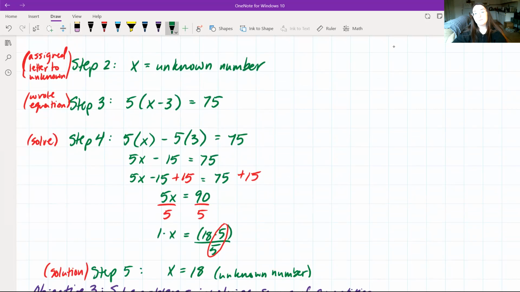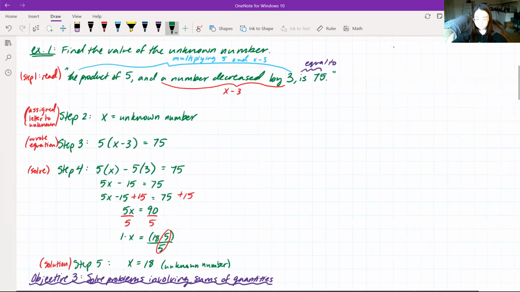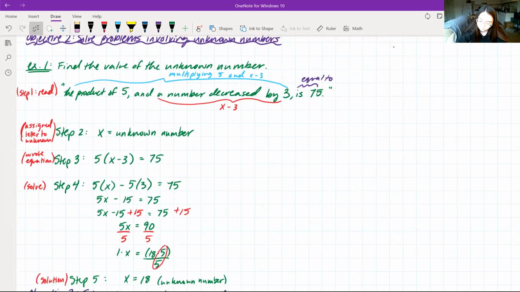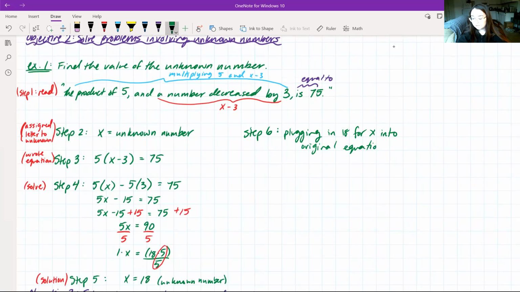But as always, we want to check and make sure that this is our solution. So our step 6 is plugging in 18 for x into our original equation. And the original equation that we're using is the one that we found in step 3. So in step 3, we stated 5 times x minus 3 is equal to 75, where now x is 18.